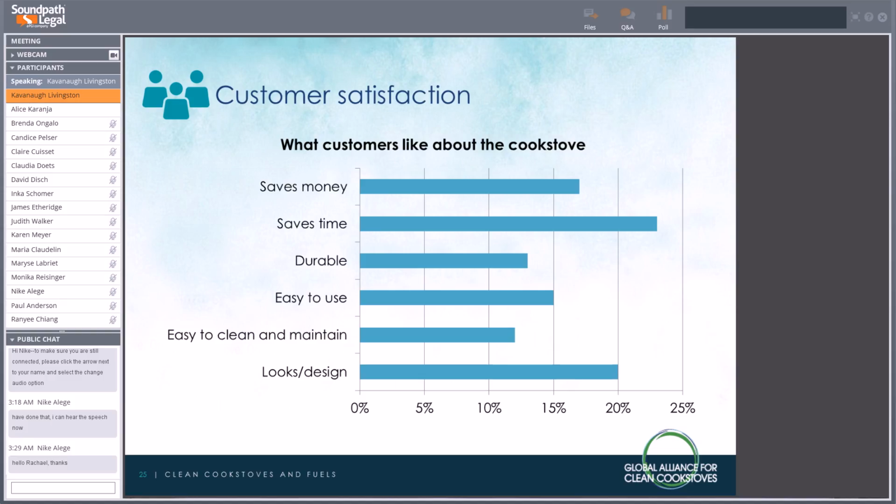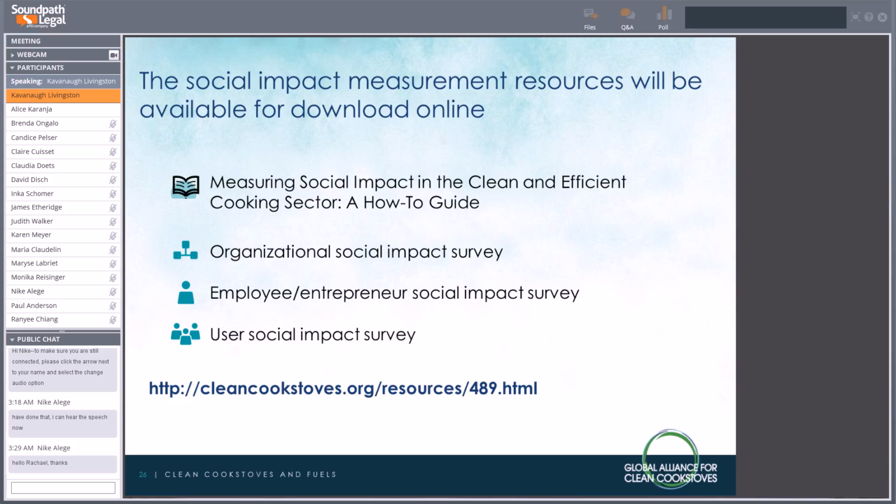Then there's questions around customer satisfaction. We know that many of you are interested in this. So for instance, what did customers like about the cook stove? These are some of the examples of what we've seen when we field tested this question. A lot of people talk about these general themes in terms of what they liked about the cook stove. So I'm pulling this one in as an example of useful information for you and for your company to know, so that you can maybe adapt the cook stove or adapt your marketing based on some of this information.